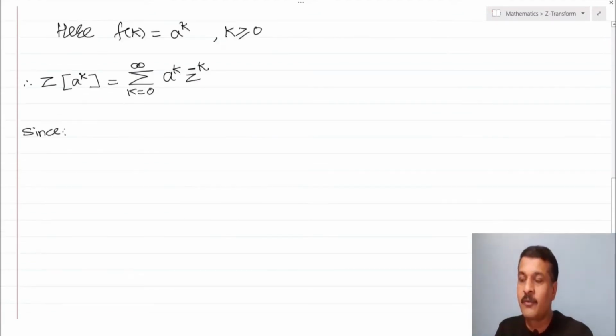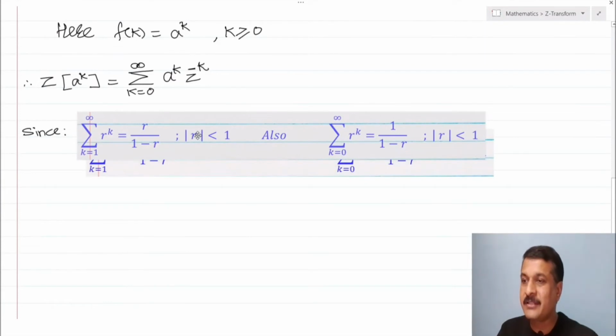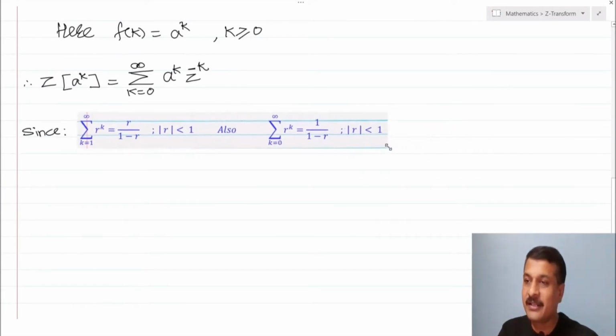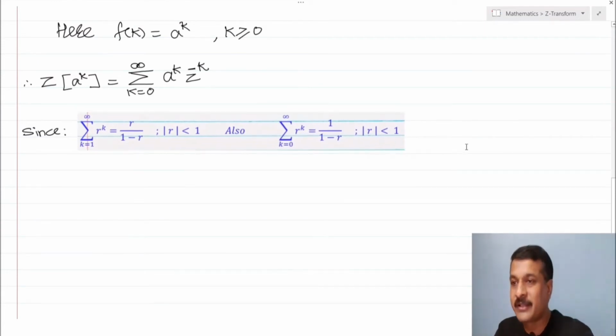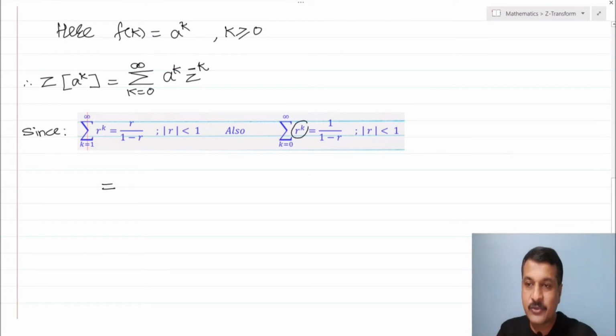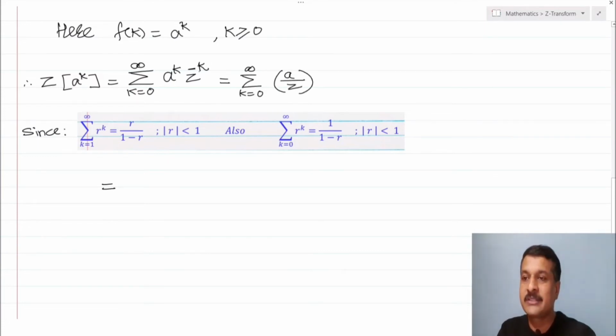So we have this summation of r raised to k, but note that there are two cases: k varies from 1 to infinity and k varies from 0 to infinity. So which is applicable here? Definitely 0 to infinity, and that is why the summation of r raised to k equals 1 upon 1 minus r. So what is r? You just write this in the form of r raised to k. So that is equal to the summation k varies from 0 to infinity. Same thing I can write as a by z, because z raised to minus k I can consider in the denominator. So I am getting a by z, and the whole raised to k.